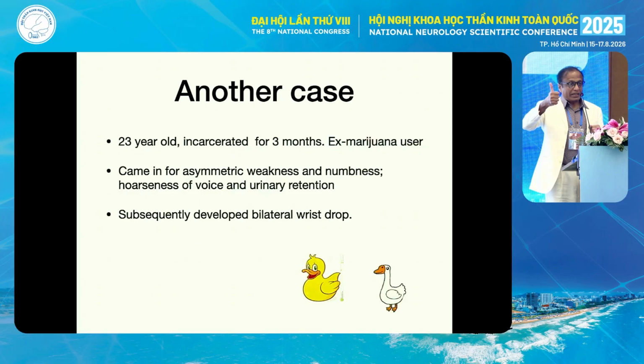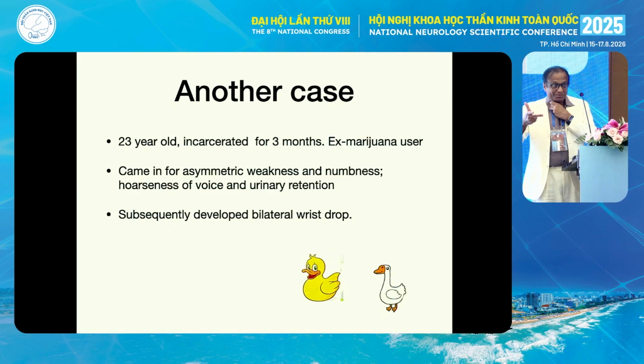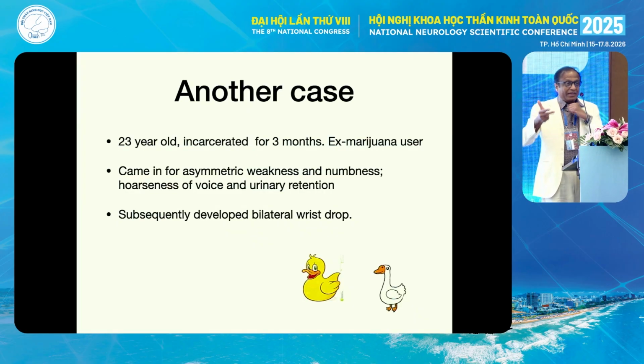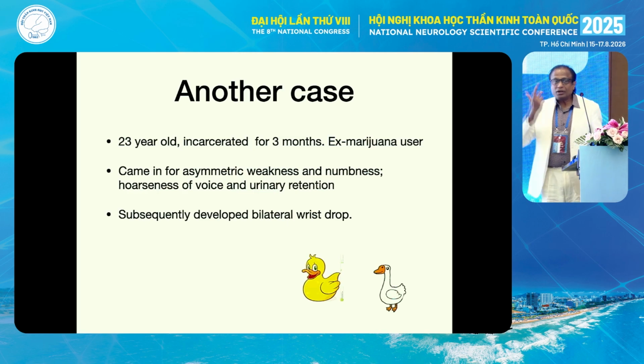Again, acute weakness with sensory loss, bulbar symptoms, hoarseness of voice, and autonomic symptoms. So looks like a duck, walks like a duck, quacks like a duck. So I thought it was Guillain-Barré syndrome.